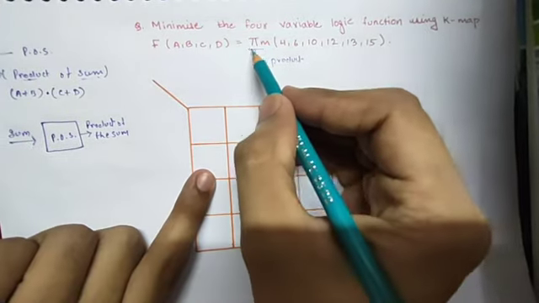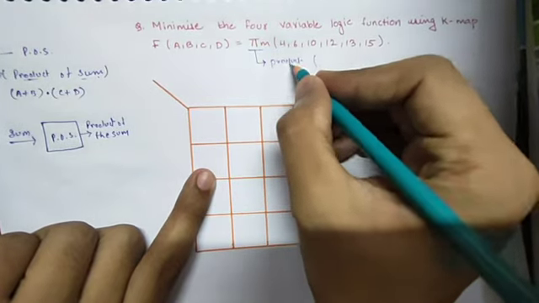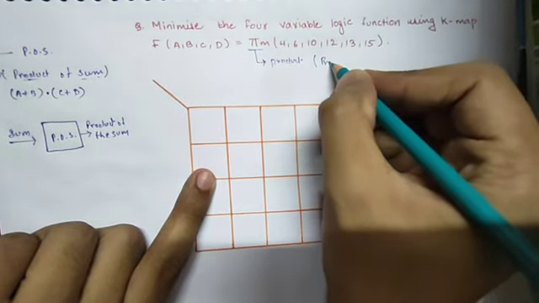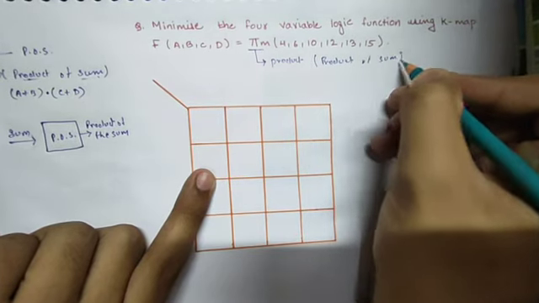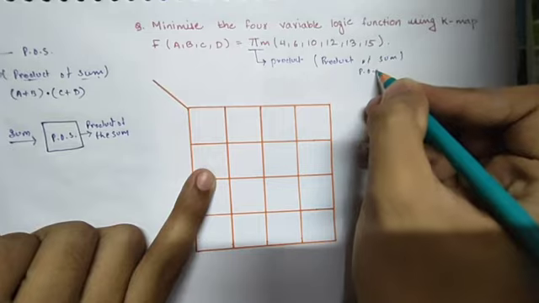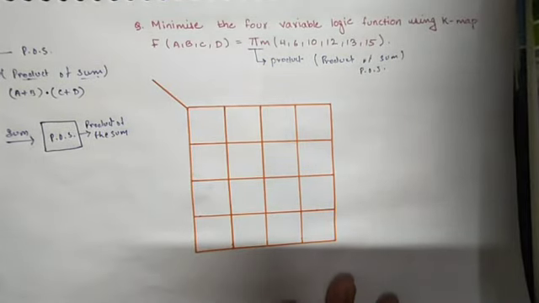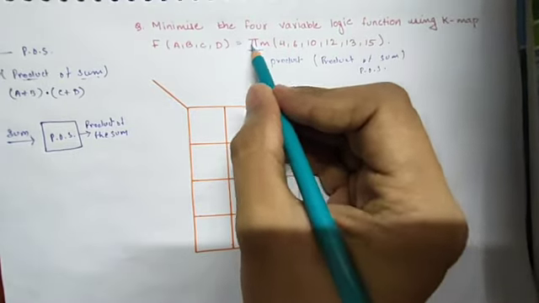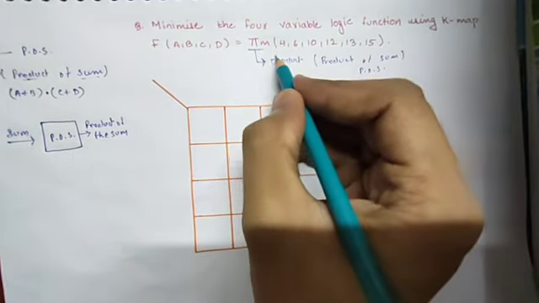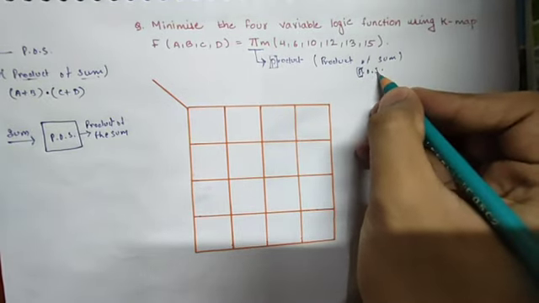First you have to see what this is. This is pi. Pi means product. Simply write what we need, product of sum. This means this is a question of POS. We can identify the question in this way, whether it is SOP or POS. Here we have seen pi. Pi means product. Just write the first letter as P, and the remaining one is S.